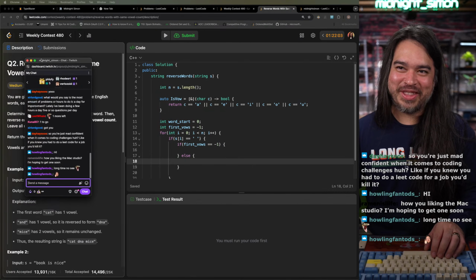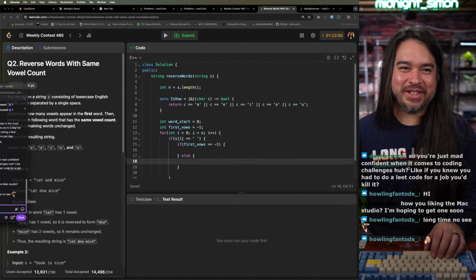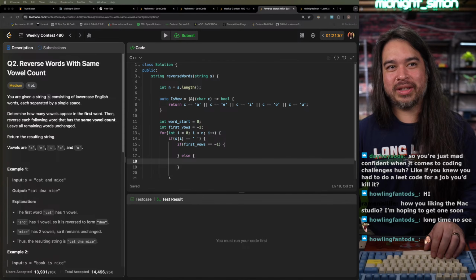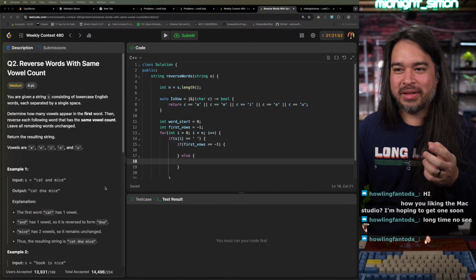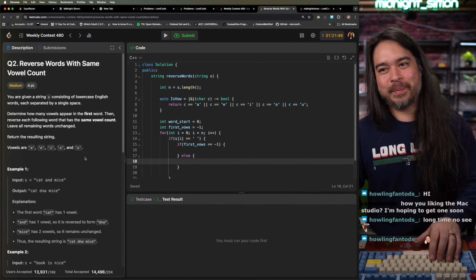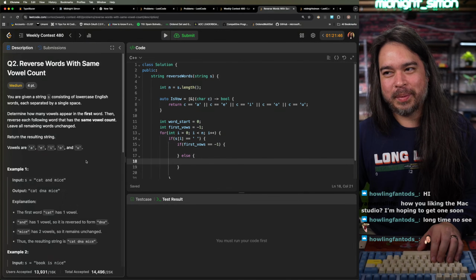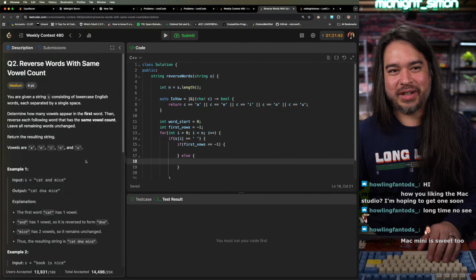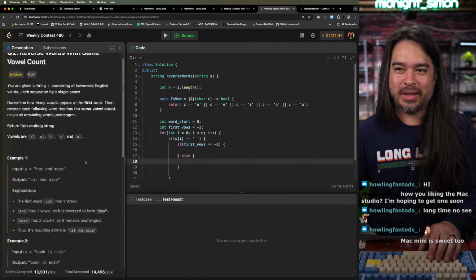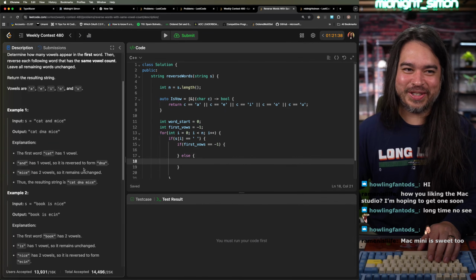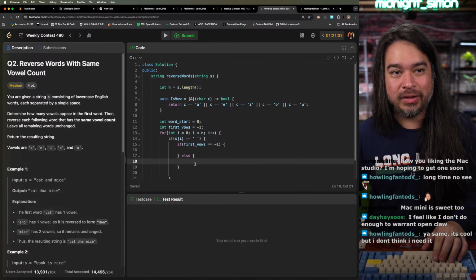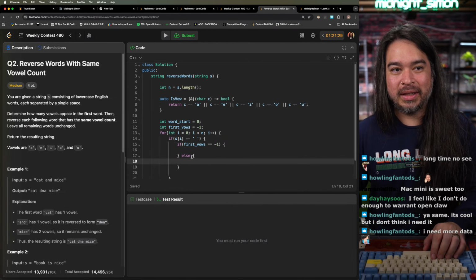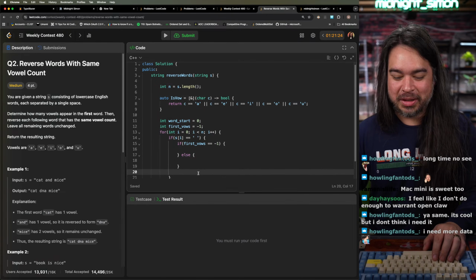Hey, I've been thinking about that Mac Mini, man, but I don't know if I should buy another Mac right now. I just want to try out OpenClaw, but I don't even know what to use it for. I don't even know what I need it for. Mac Mini is sweet too? Yeah, it is, but I got the Mac Studio. Anyways, let me try and do this. I don't feel like I do enough to warrant OpenClaw. It's cool, but I don't think I need it. Yeah, I don't think I need it either, at least not right now.